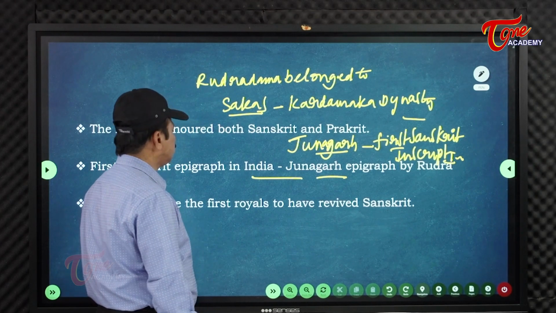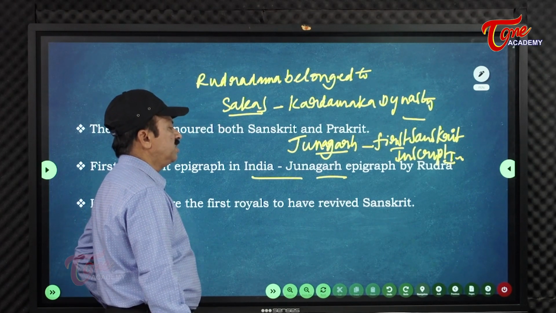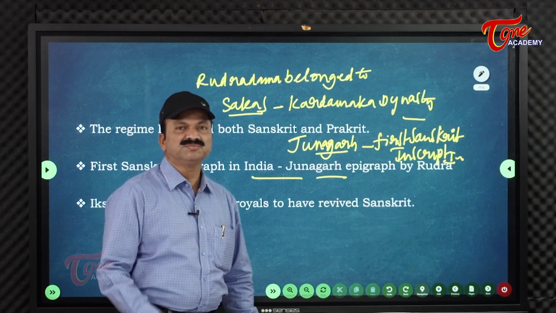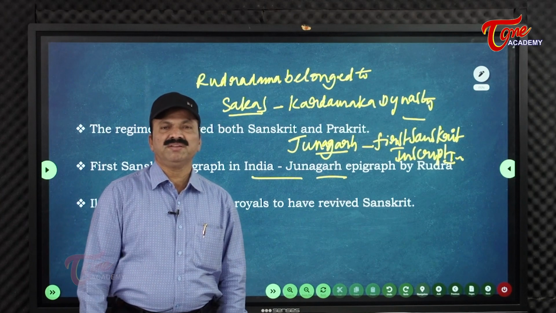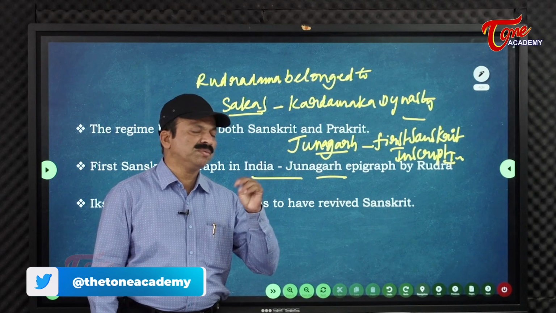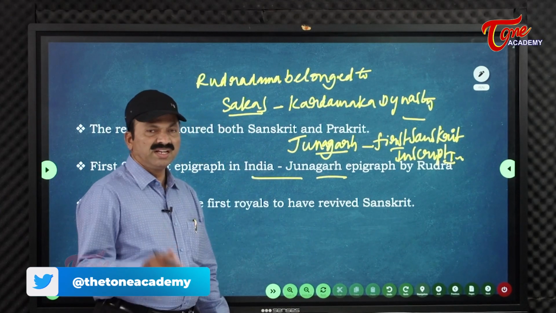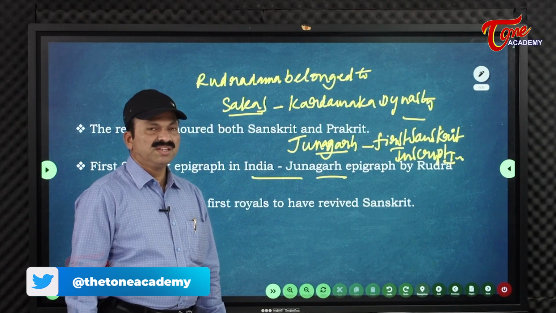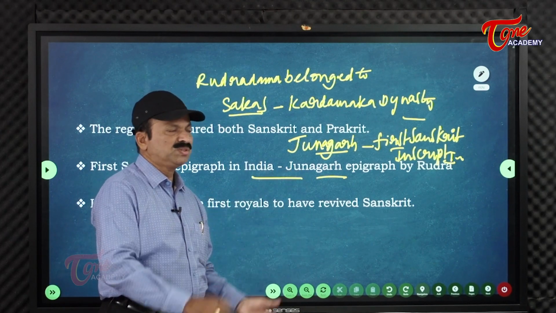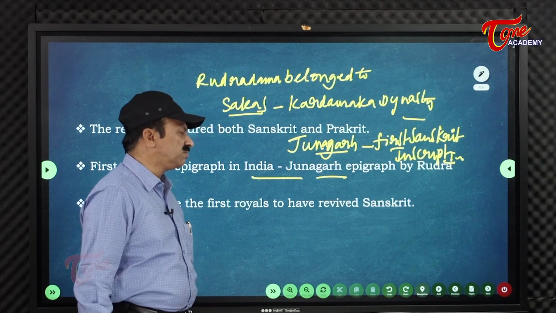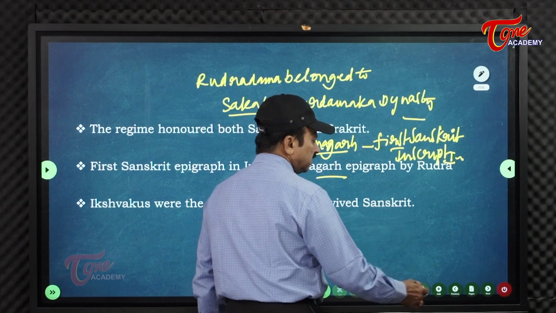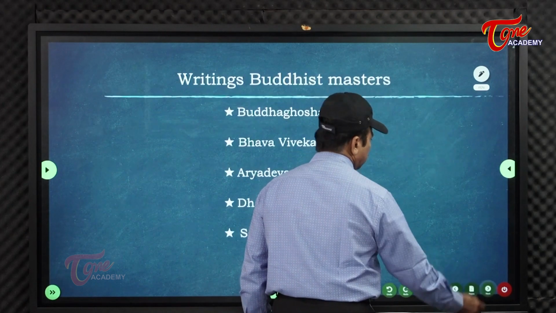Ikshvakus were the first royals to have revived Sanskrit. Sanskrit also developed in the period of the Ikshvakus. Two more Srenis joined. Mainly we have to remember what is meant by Viragal Puja. Viragal Puja says that they used to establish tombs for the dead soldiers and worship those tombs. That is Viragal Puja. That is all important to remember.